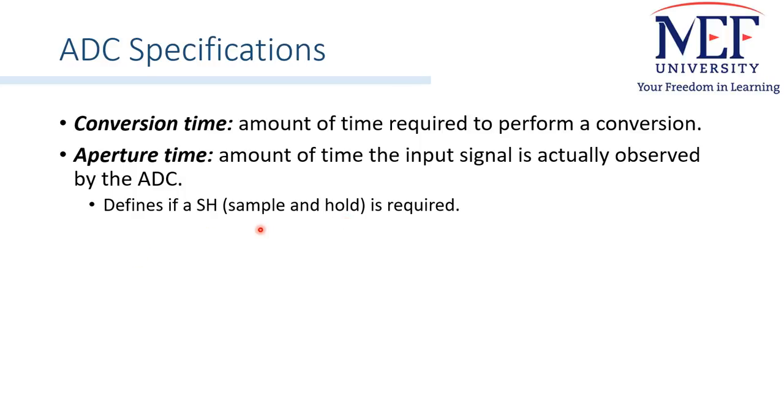If there is an internal sample and hold inside the ADC, we can observe for a short time even if ADC conversion time is longer. So aperture time is usually equal to conversion time, but sometimes if the sample and hold circuitry is required and is used, then aperture time is smaller than the conversion time.